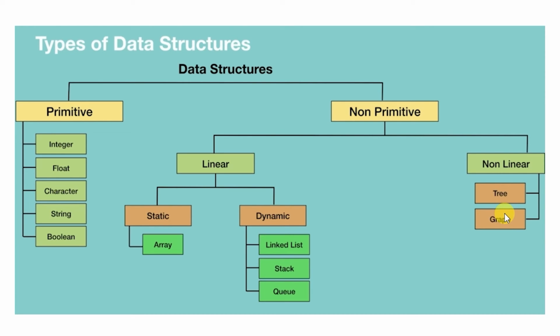Okay. The linear one is divided into two types: static and dynamic. So what is a static data structure? A data structure with fixed memory size. The example is an array. In any program, we just give the array a specific size, and the problem is there is some memory complexity. In order to solve that, we have the dynamic data structures.